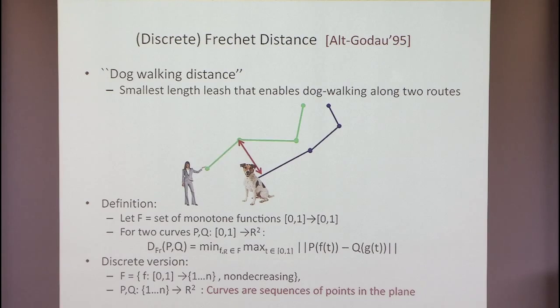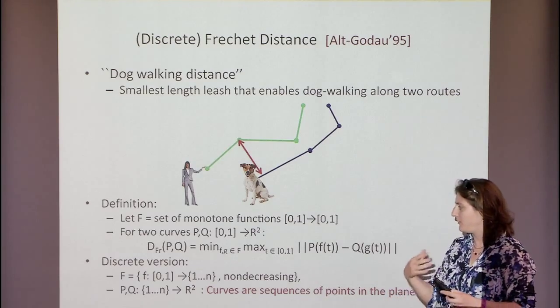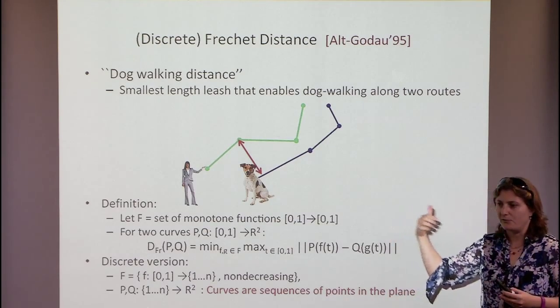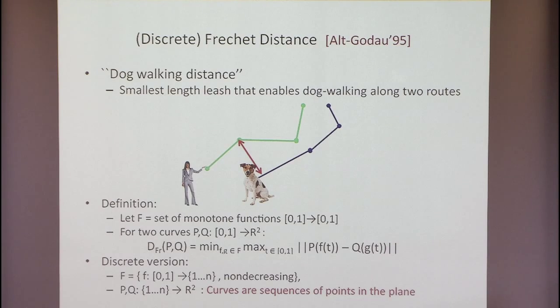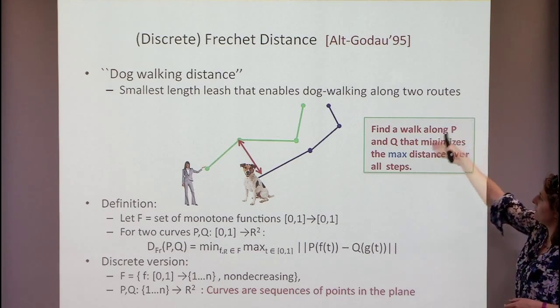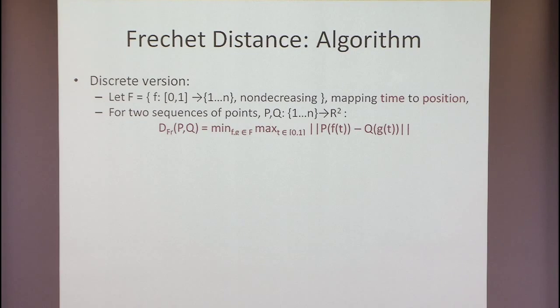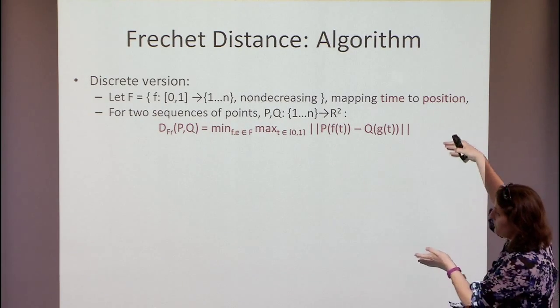Now you have sequences of points in the plane, and the traversals are now these non-decreasing functions from the time interval into your points on the curve. Okay, and it becomes exactly this sequence walk problem. You're trying to find a walk along P and Q that minimizes the maximum distance between the points where you're at each step. Okay, so this is Frechet distance. It's very widely studied, and it has a pretty simple algorithm, which I'll describe on the slide.